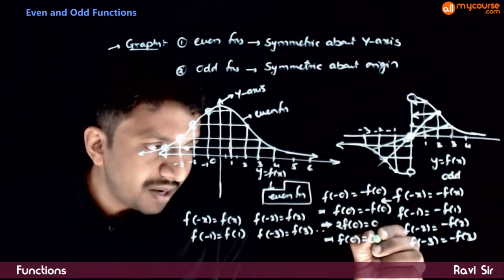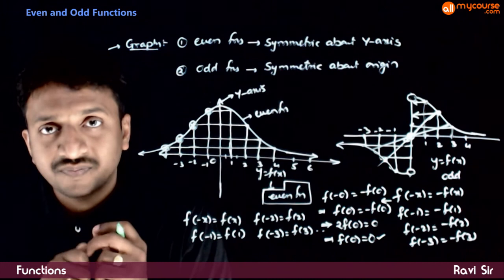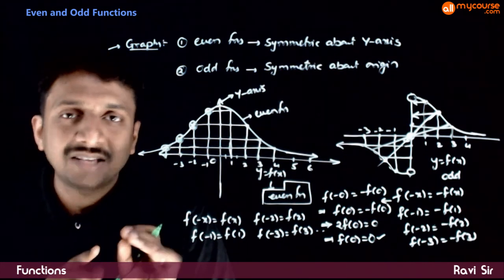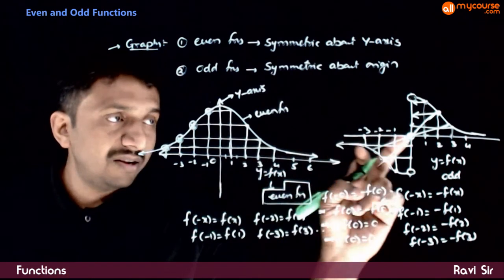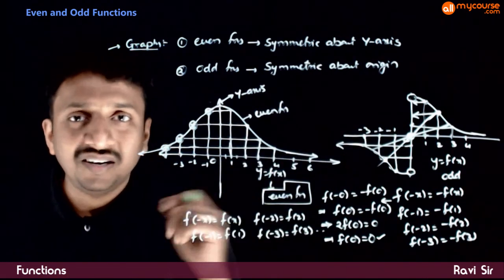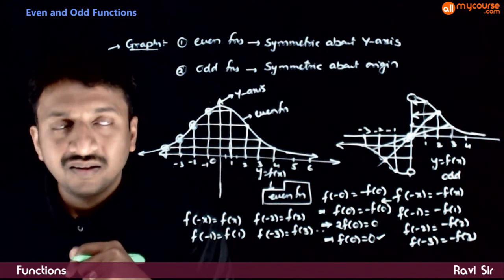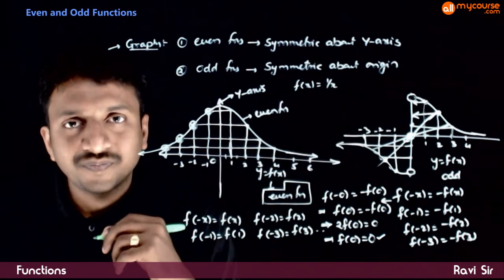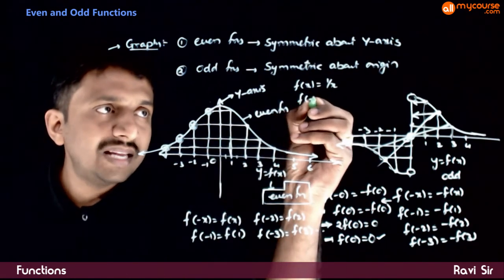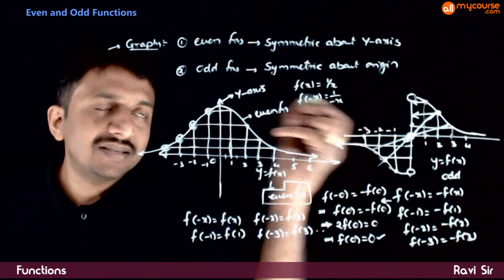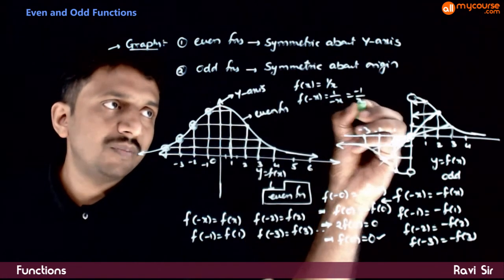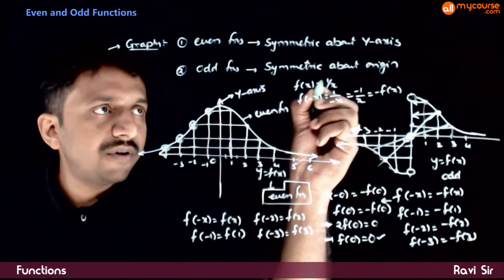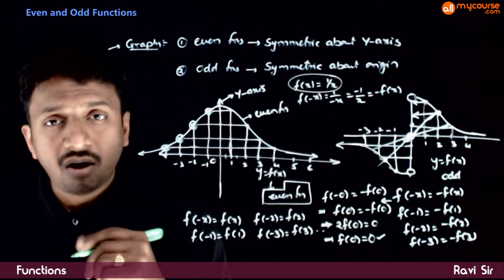This is a very important point for odd functions. If an odd function is defined at 0, the value has to be equal to 0. If the value is not equal to 0, it will not be defined at x is equal to 0. For example, if you have a function f of x is equal to 1 by x, f of minus x is equal to 1 by minus x, which is equal to minus 1 by x, which is equal to minus f of x. So f of x is equal to 1 by x is an odd function.